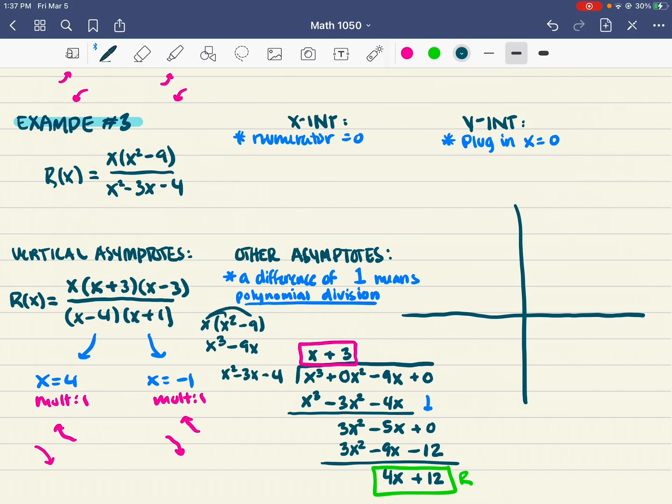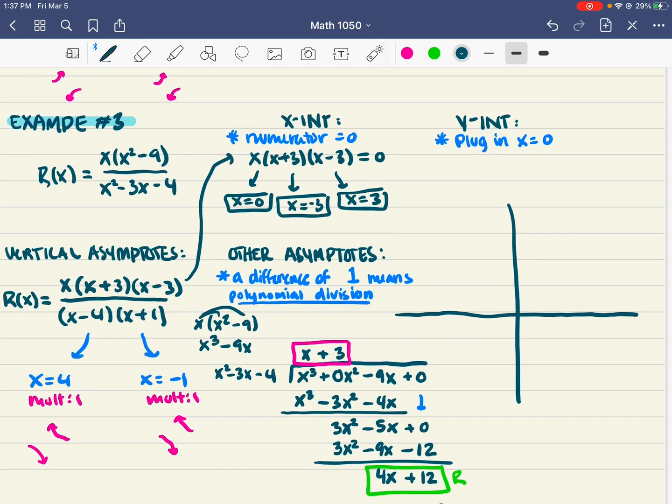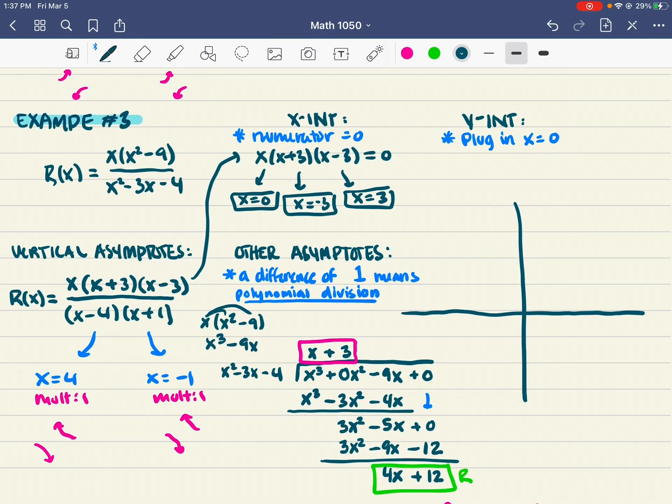Okay, so last two things, we need to find the x-intercepts and the y-intercepts, which are the same as before. We already factored the numerator: it was x times x plus 3 times x minus 3. We set it equal to 0, and we get the x-intercepts of 0, -3, and +3, each with a multiplicity of just 1. So they have odd multiplicity. That'll be useful in a second.